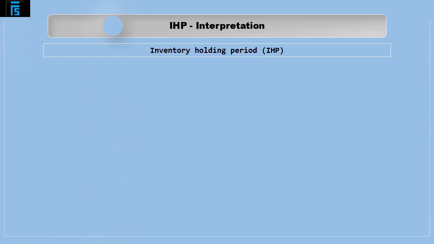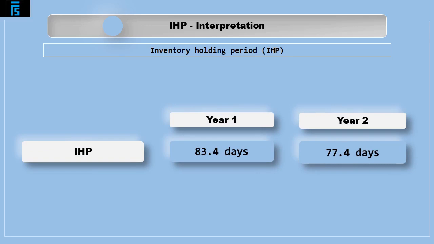Performing this computation reveals a drop in the inventory holding period from 83.4 days in year 1 to 77.4 days in year 2, which represents a significant improvement.